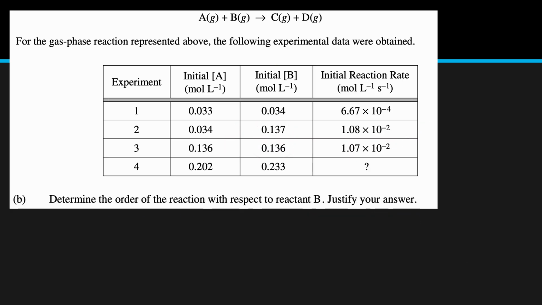Now, part B says determine the order of the reaction with respect to reactant B, which means we are now looking where A is constant. So A is going to be most constant going from experiment 1 to experiment 3. So again, we are going to have a concentration that increases by a factor of 4, and our rate is going to be multiplied by 16. So we can see if we have 4 to begin with and we end up with 16, that means we are raising that 4 to a power of 2, which makes this second order.